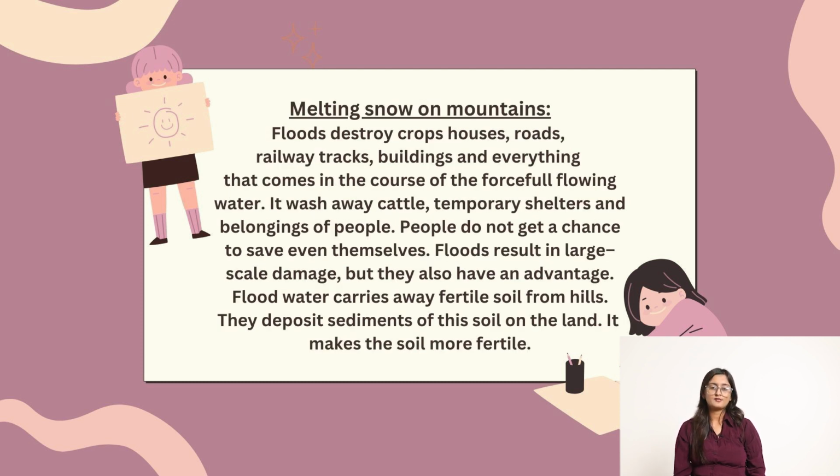Floods destroy crops, houses, roads, railway tracks, buildings and everything that comes in the course of the forceful flowing water. It washes away cattle, temporary shelters and belongings of people. People do not get a chance to save even themselves. Floods result in large-scale damage, but they also have an advantage. Flood water carries away fertile soil from hills. They deposit sediments of this soil on the land. It makes the soil fertile.